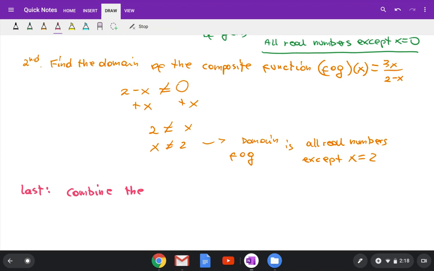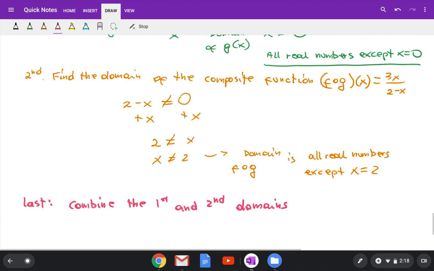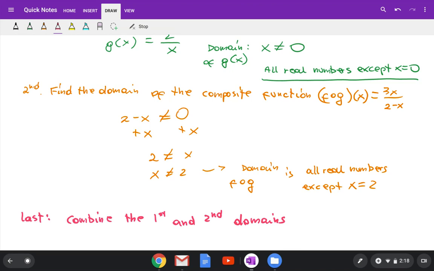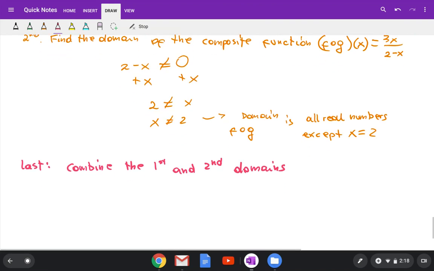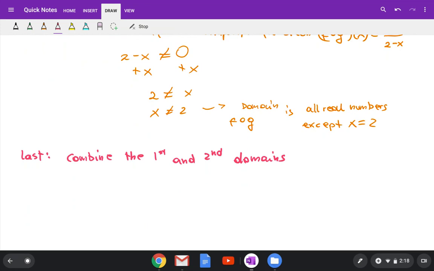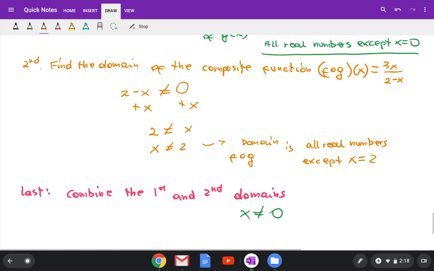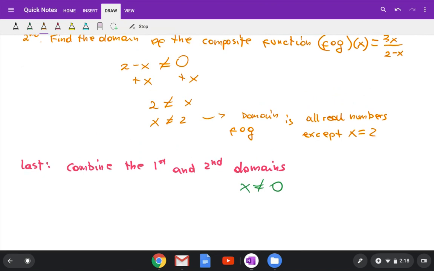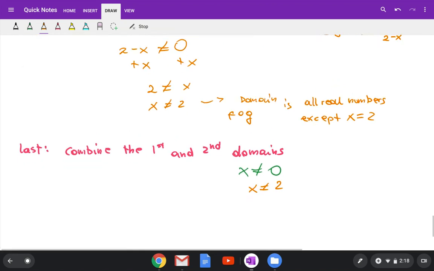Combine the domains, the first and second domains. Okay, so from the first step, we got the domain, it's all real numbers except x equals 0. So first step, we got that x can't be 0. From the second step, we got that the domain is all real numbers except 2, which means x can't be equal to 2. So you combine them together.